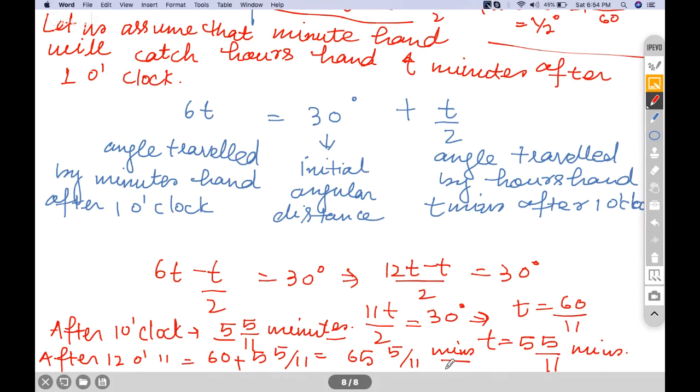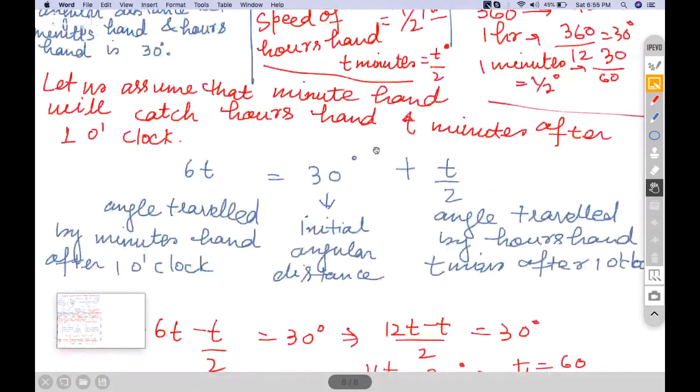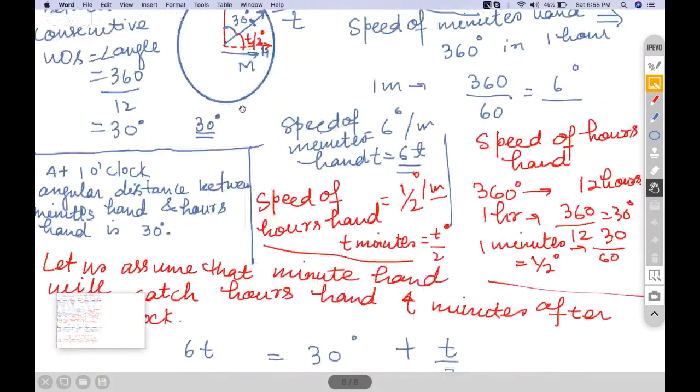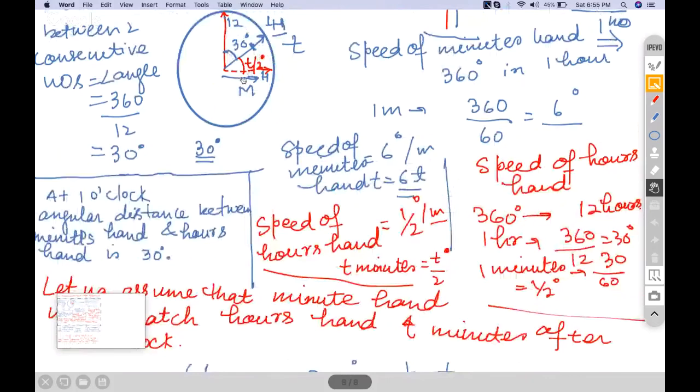Okay, so what I'm trying to tell you is that after 1 o'clock, suppose they meet after t minutes. If they meet after t minutes, the hour hand and minute hand will not stop at 1 o'clock. It means the hour hand will move for t minutes, and the minute hand will move for t minutes. So in t minutes, how much will the hour hand move? In 1 minute, it moves half a degree. In t minutes, it will move t by 2 degrees.